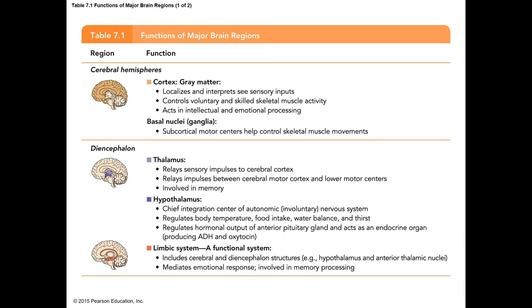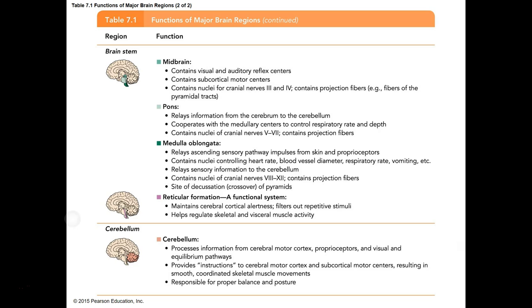A lot of the hemispheres have to do with skill, muscle memory, voluntary stuff, intellectual things, and emotional processing. We get into the diencephalon, and that's a little more autonomic nervous system stuff, things that are beyond our control, chemical things, emotional states, and all that stuff. Even some memory processing down there in the limbic system. The brainstem is a lot of relay information, but it also contains the medulla oblongata that has those sensory pathways. But it also has the nuclei area that controls the heart rate, blood vessel diameters, respiratory rate, vomiting, those kinds of things, right there in that particular area.